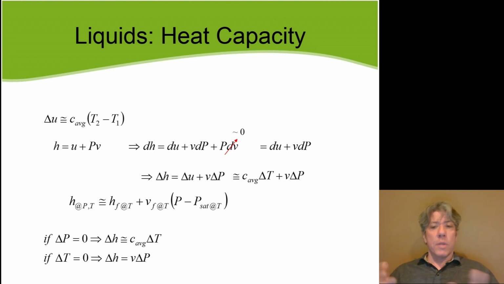Now, obviously, with this equation, if there's very little change in pressure over whatever process the liquid is undergoing, then the enthalpy change will be approximately C delta T. On the other hand, if there's practically no change in temperature but a change in pressure, then the enthalpy change will be V delta P.